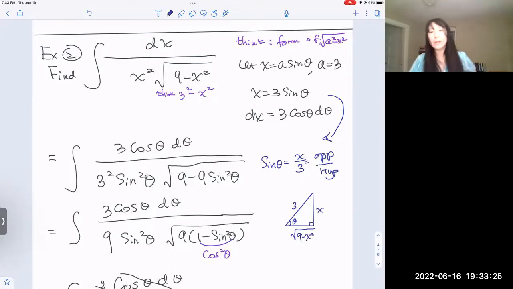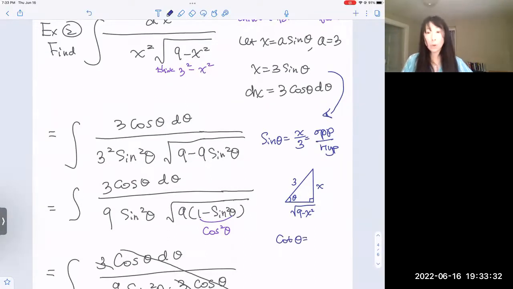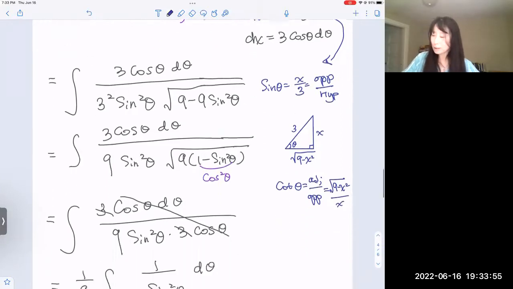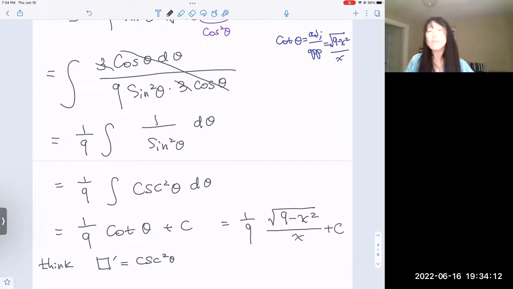9 minus x squared, excellent. Okay, now we need a cotangent, right? So what's cotangent theta, which is cosine over sine, which is 9 minus x squared, adjacent over opposite, right? So adjacent side is square root of 9 minus x squared, and opposite will be x, right? Good. So that's it. We are using that. So the answer will be 1/9 √(9 − x²) / x + C. Okay.